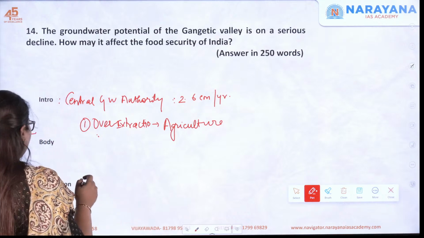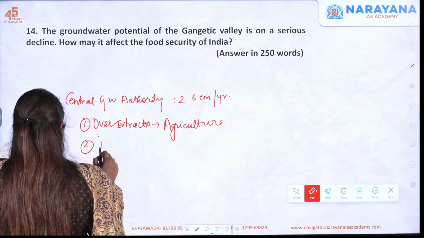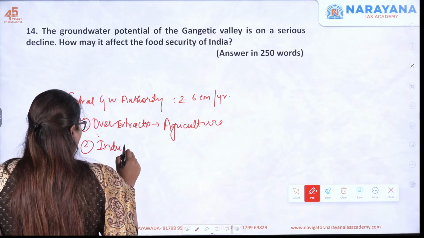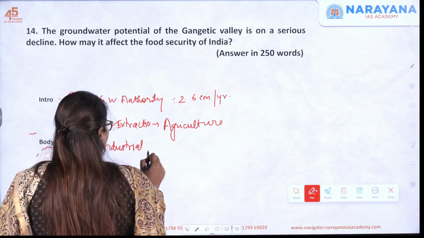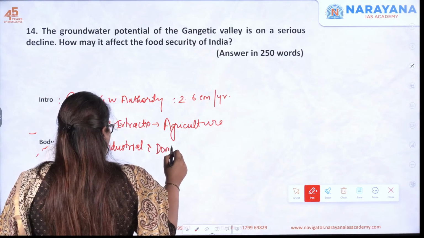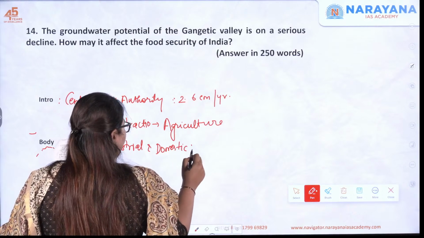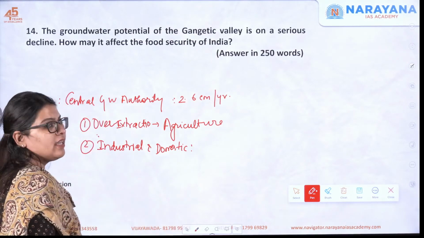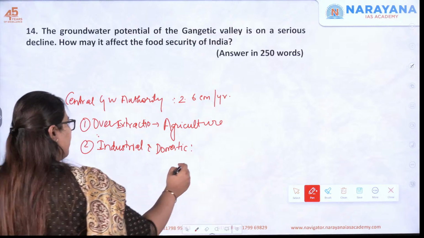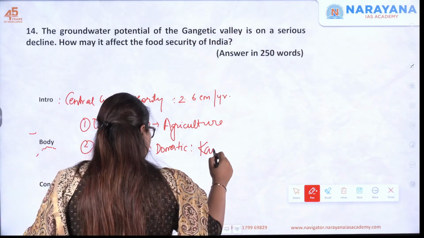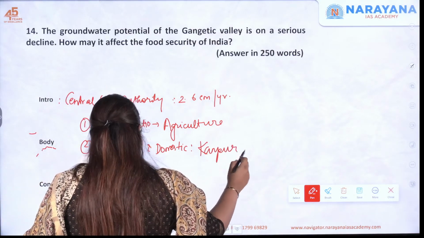The second point can be industrial and domestic use. We use water for industrial and domestic use. For example, we have different industries that are actually located in cities like Kanpur. So this can be one other reason.